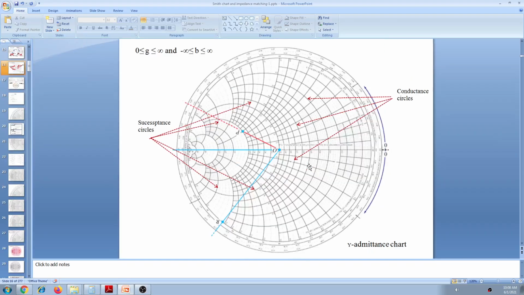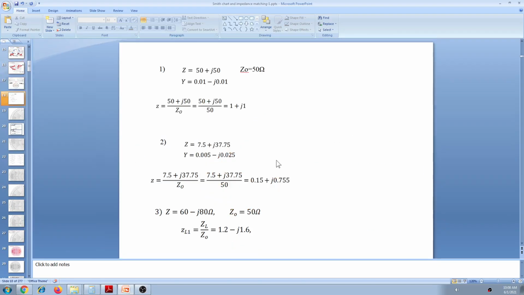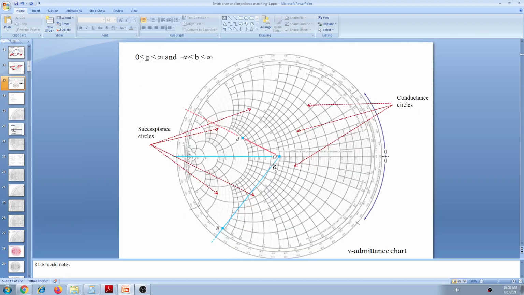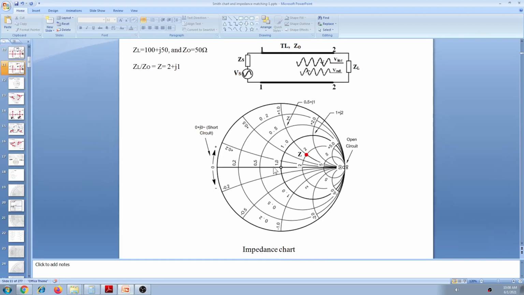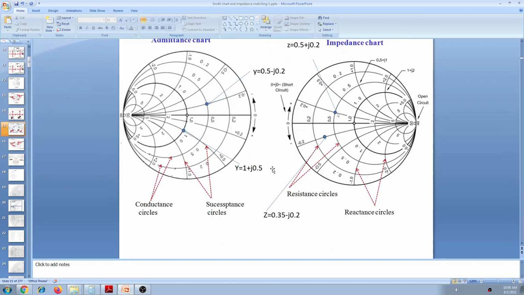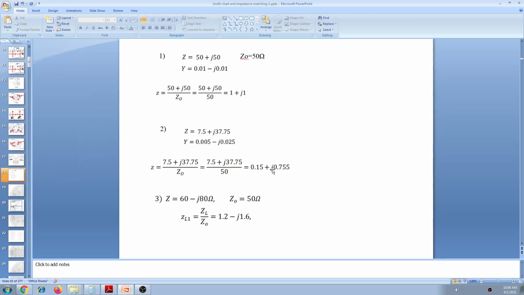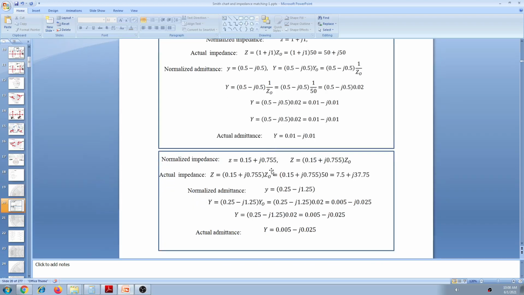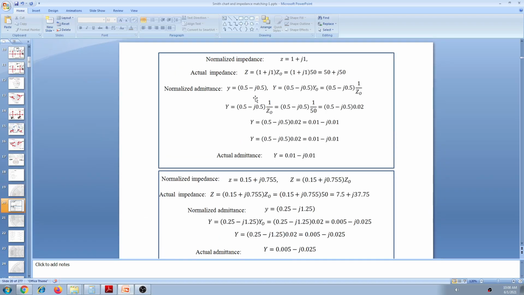You see here, the y naught value. So the corresponding normalized admittance is 0.5 minus j 0.5. To get the actual y value, you should multiply by y naught. Y naught is what? 1 by z naught. 1 by z naught means it is 1 by 50. 1 by 50 means 0.02. So this is the normalized admittance we got from the Smith chart.